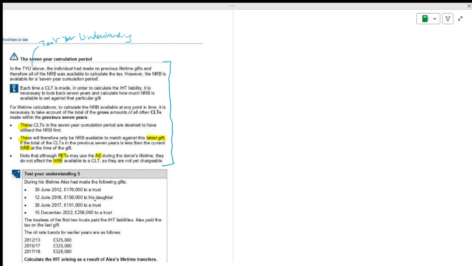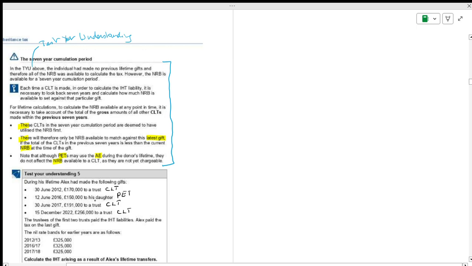Now, if you are giving to a trust, what will it be? It will be a CLT. If you are giving to a daughter, it will be a potentially exempt transfer. If you are giving to a trust, it is a CLT.